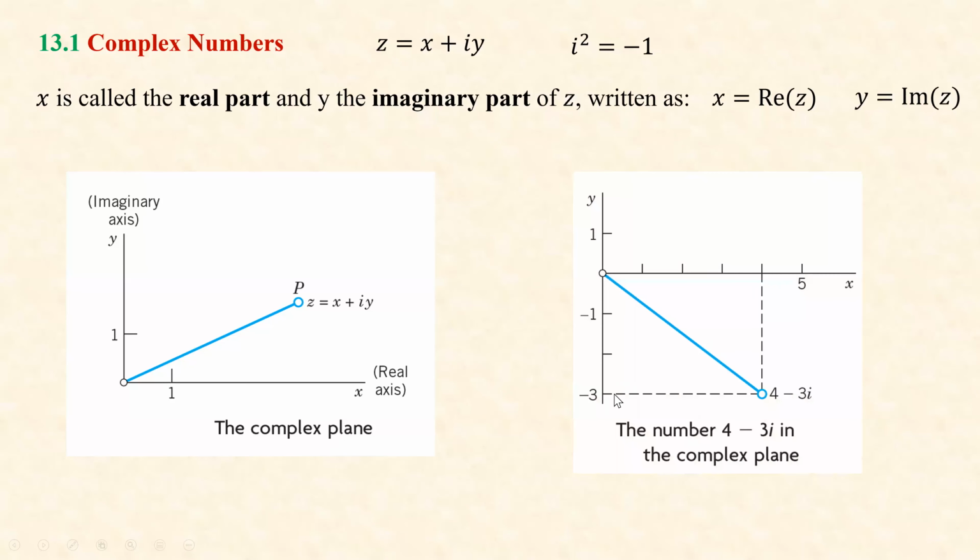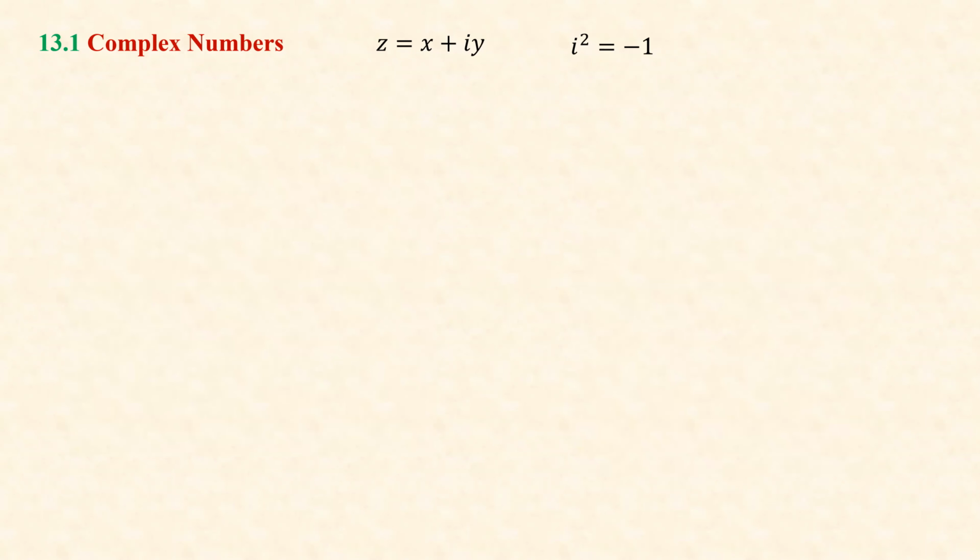For example, if you ask what is 4 minus 3i, it means that it has the x coordinate of 4 and the y coordinate of -3. And i itself is right here because it has no real part and the imaginary part is 1. All right, any questions so far? Is it clear? All right, this is a complex number.